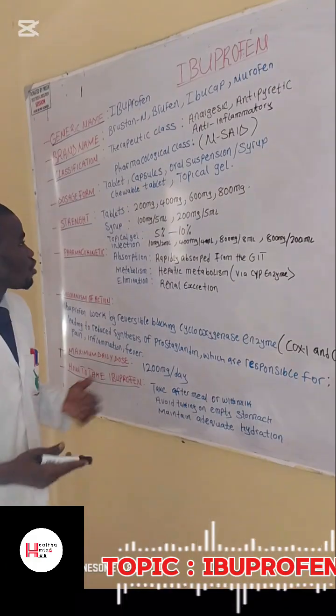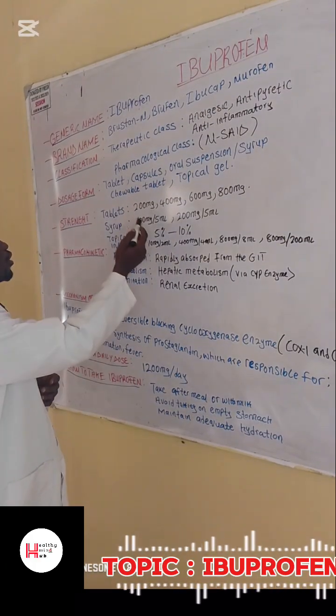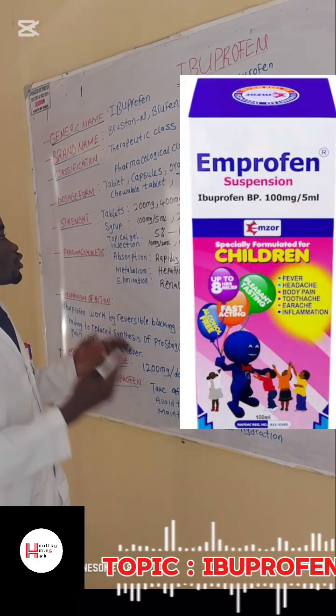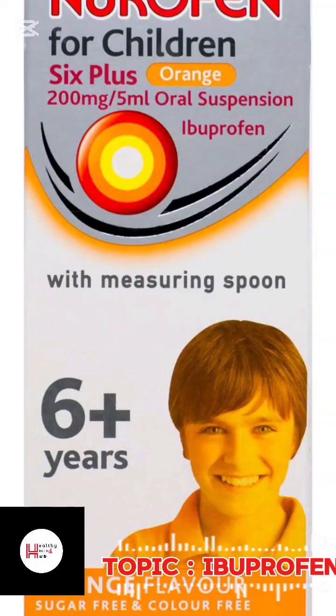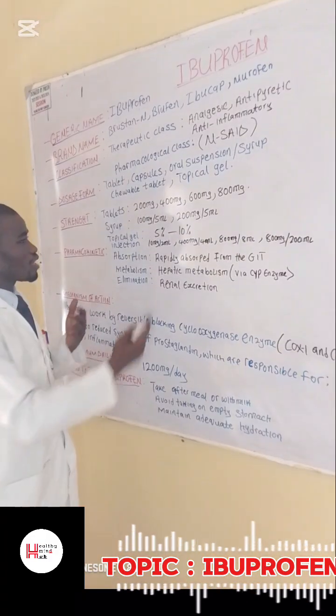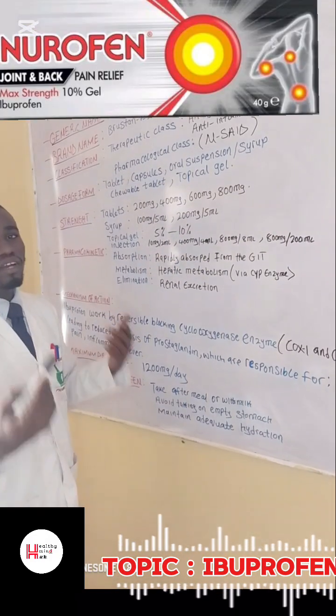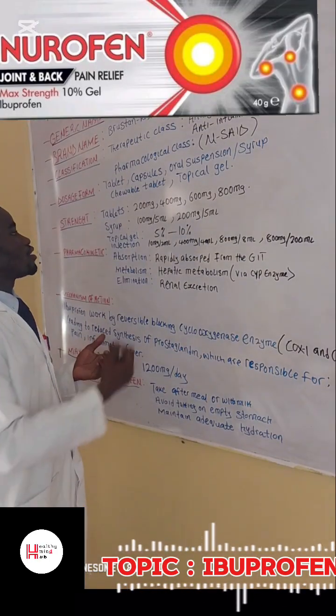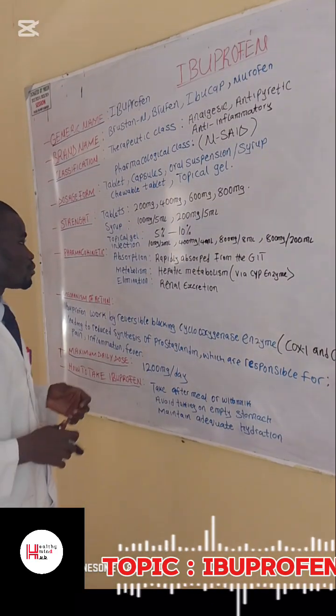And what about the strength of syrup? We have it in 100 milligram per 5 ml. We also have 200 milligram per 5 ml. And the topical gel, we have in 5%, that is 5 gram in 100 ml of solution.